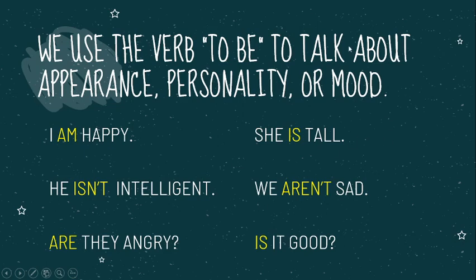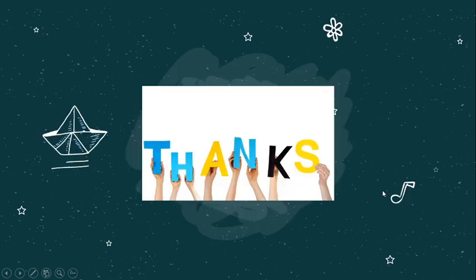We use the verb to be to talk about appearance, personality, or mood. This happens when we use an adjective as the complement of the verb to be. Look at the examples. I am happy. He isn't intelligent. Are they angry? She is tall. We aren't sad. Is it good?